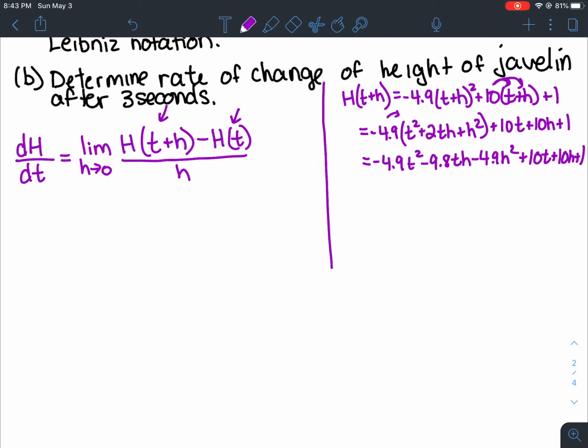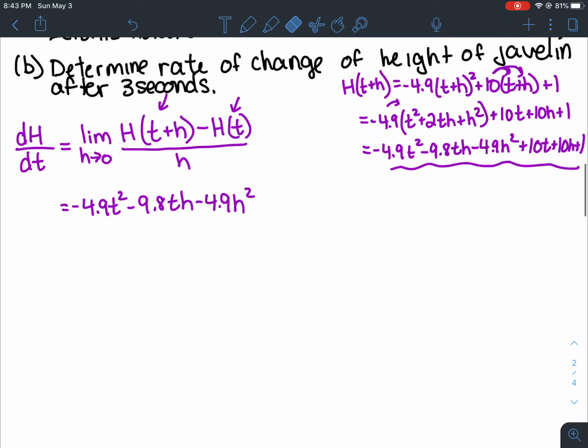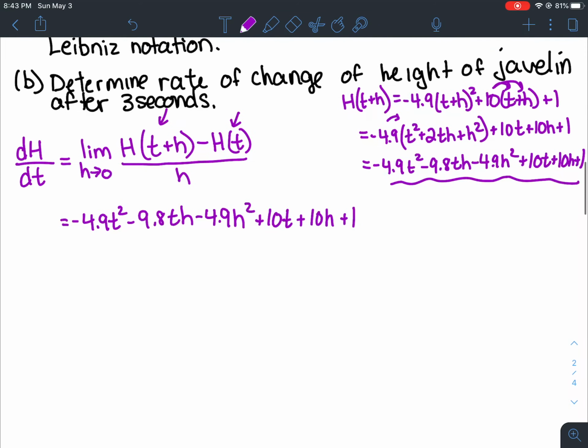Okay, sorry. So, okay, we're gonna sub this whole entire thing in for h of t plus h. So it will be negative 4.9 t squared minus 9.8 th minus 4.9 h squared. I gotta get rid of that line. Plus 10t plus 10h plus 1. Okay, that's just for our first one.